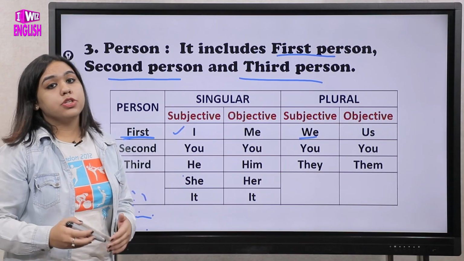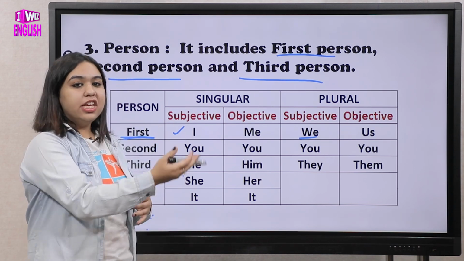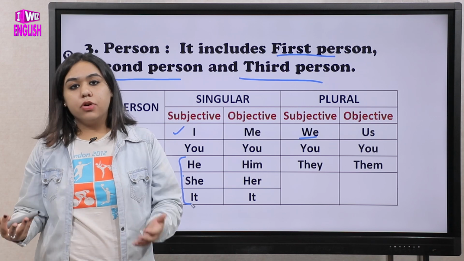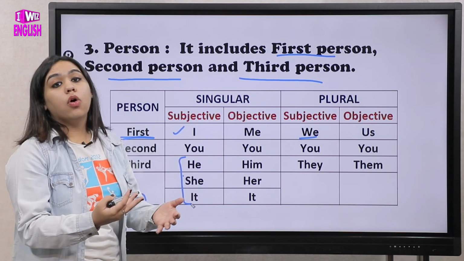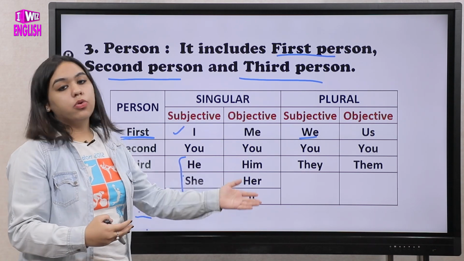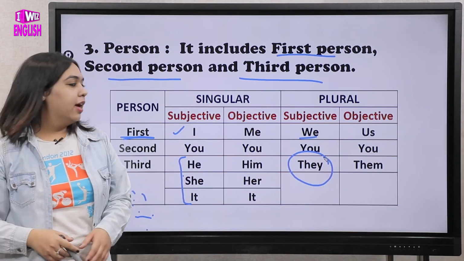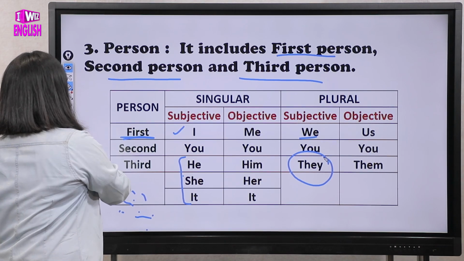Moving on to the third person. Third person is the person I talk about. So I can talk about he, she, or it. So he, she, it will be the third person. This is the case when they are singular, okay? But if I'm talking about more than one person, it will be plural. In that case, I will use the pronoun they, okay? So I hope personal pronouns are clear to you. And we'll be moving on now.